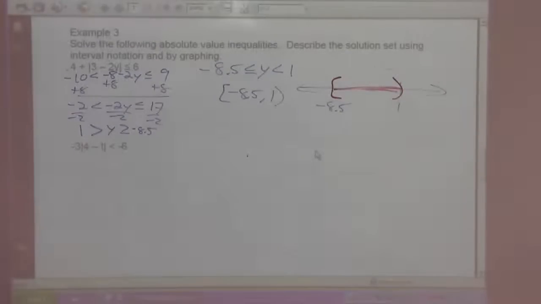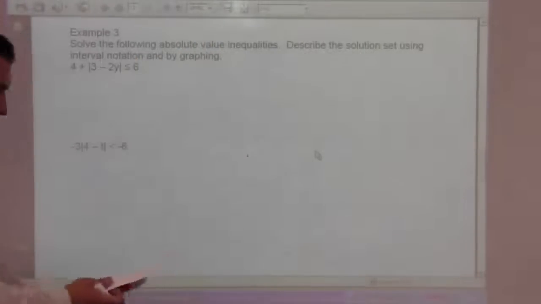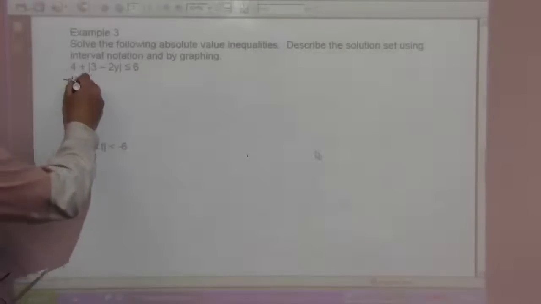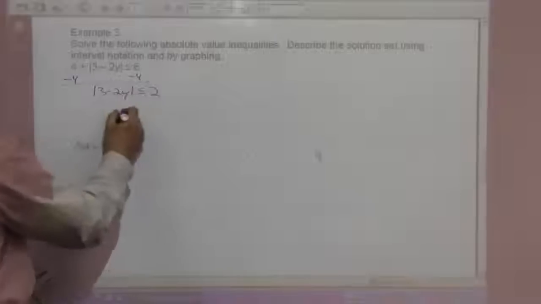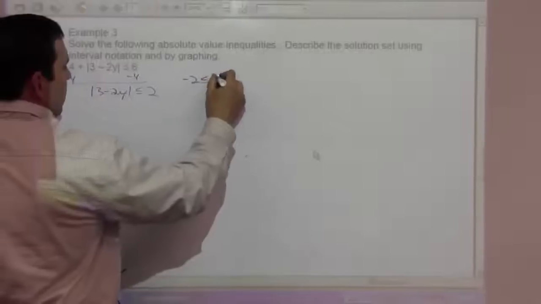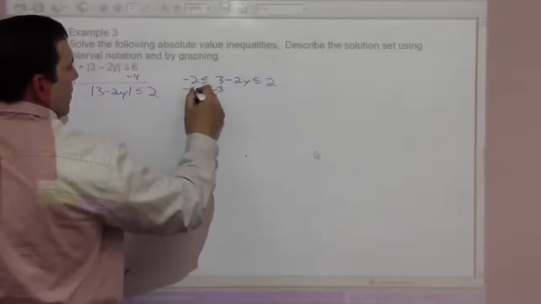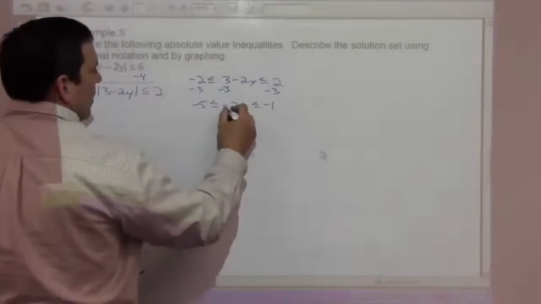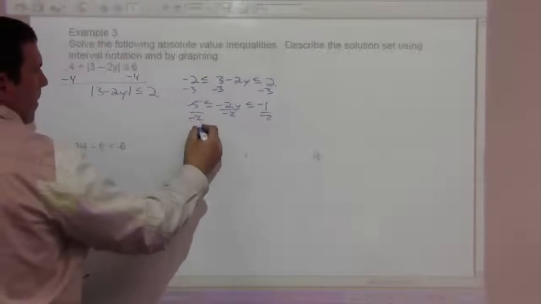Going on to example 3 for these couple. Solve the following and describe using interval notation and by graphing. So I'm going to subtract the 4 first of all. The absolute value of 3 minus 2y is less than or equal to 2. So negative 2 is less than or equal to 3 minus 2y less than or equal to 2. I will subtract 3 from all the parts. So negative 5 is less than or equal to negative 2y less than or equal to negative 1. And divided by negative 2, I'm dividing by negatives, so it's going to switch those signs.